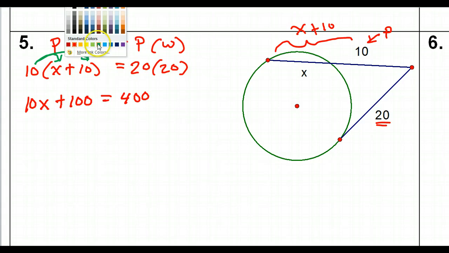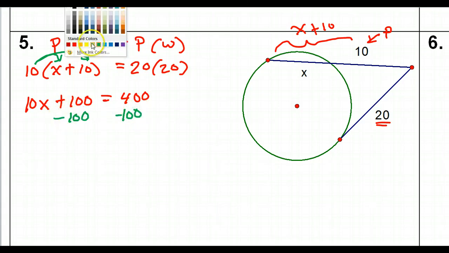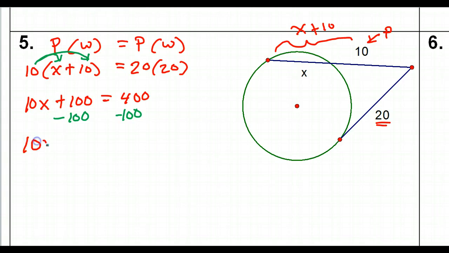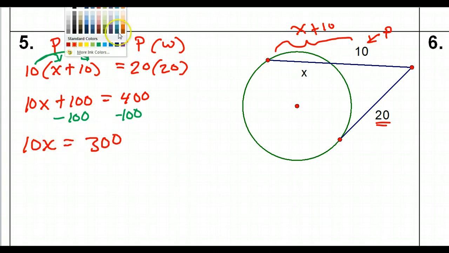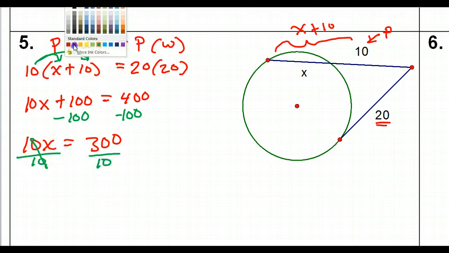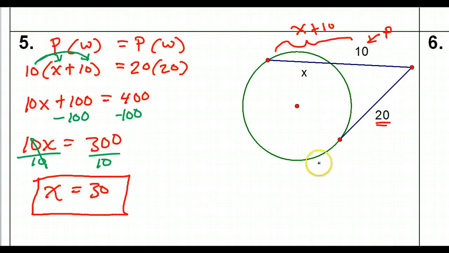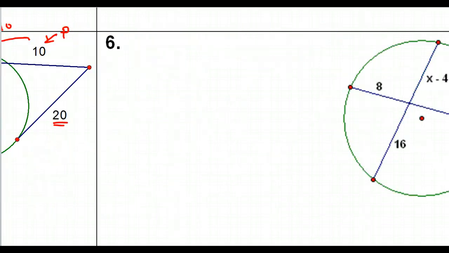So we will go ahead and subtract 100 from both sides. So that'll give us 10x is equal to 300. And then we will divide by 10 on both sides. Okay, so that is going to give us x equals 30. So there you go for number 5. Number 6.